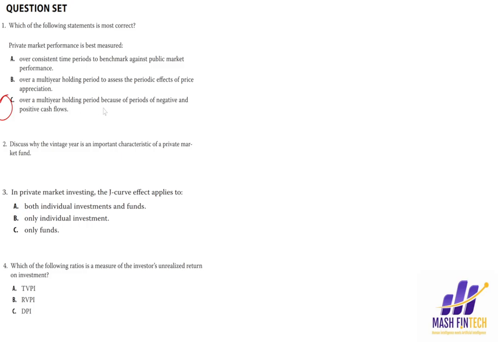Over a multiple year holding period, which of the following statements is most correct? Private market performance is best measured over multiple year holding period because of periods of negative and positive cash flows. Remember, we have irregular cash flows in these private markets, and hence they have to be measured over multiple periods because of these irregular cash flows, right?